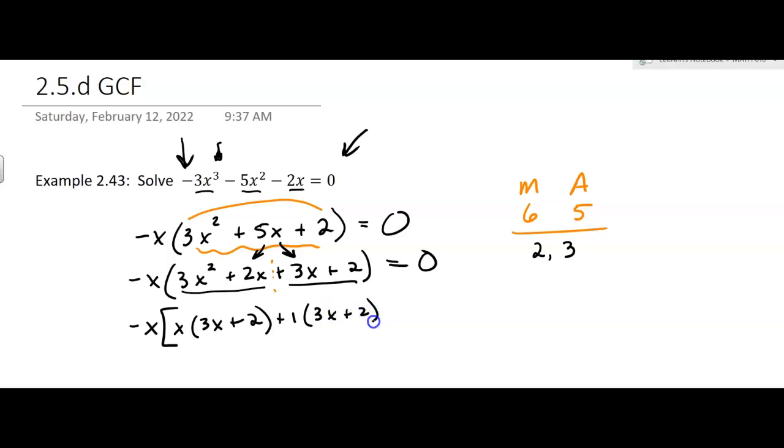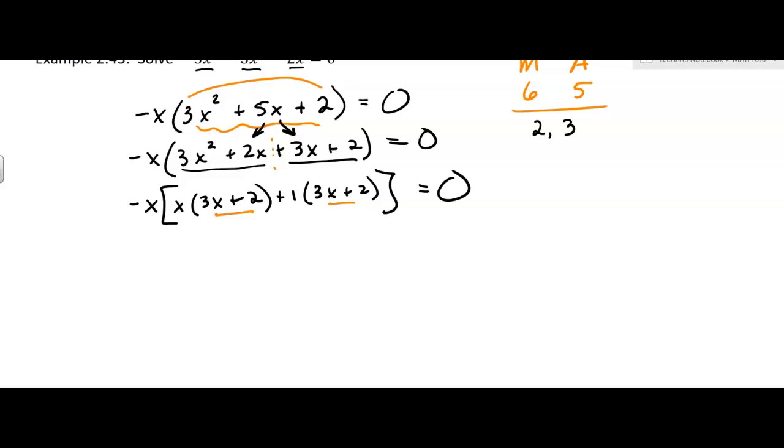But the good news is the parentheses are the same. And so we're going to be able to continue and factor this. And so now I'm going to have negative x in front, that GCF we took out. I'm going to have 3x plus 2. I don't know why it's not writing good. Sorry about that. As a parenthesis. And the other parenthesis is going to be x plus 1.